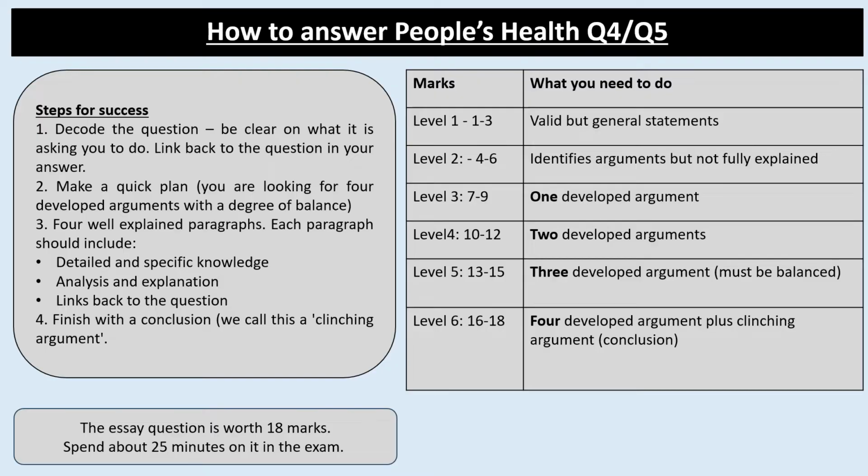10 to 12 is 2 developed arguments, 7 to 9 is 1 developed argument, 4 to 6 might identify different arguments but they're not fully explained, and 1 to 3 is sort of valid but general statements, not really linked to the question.